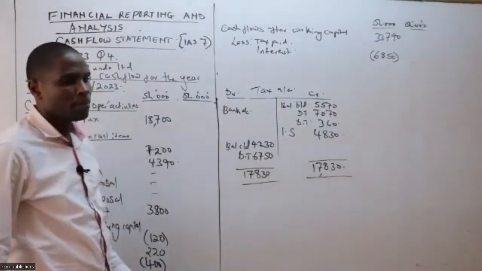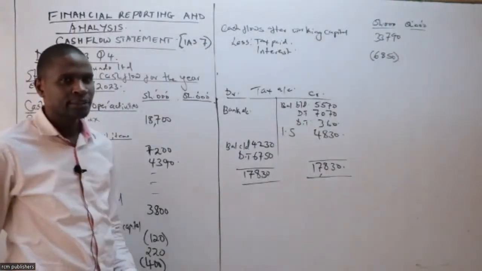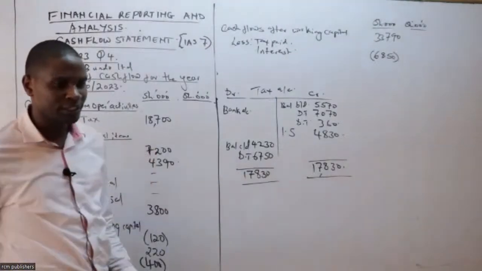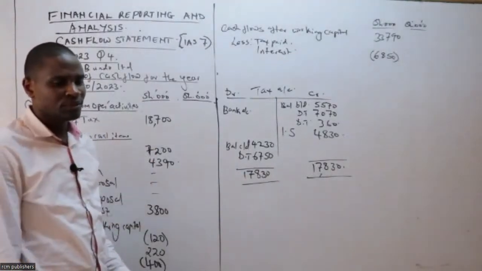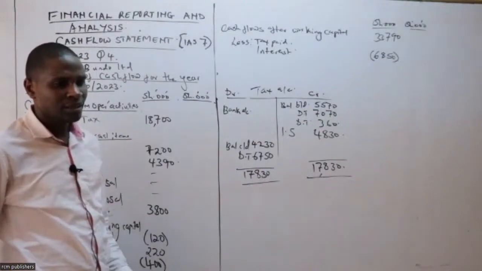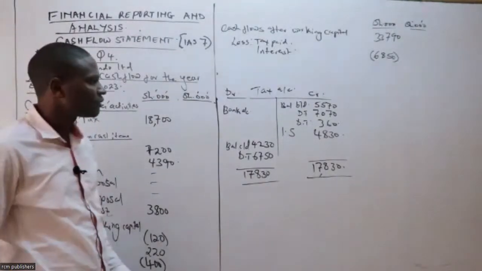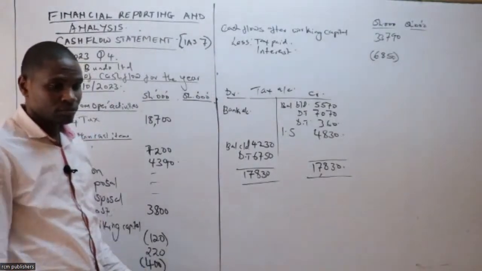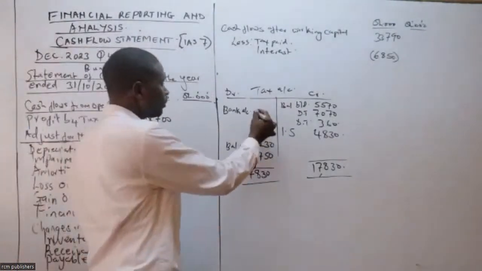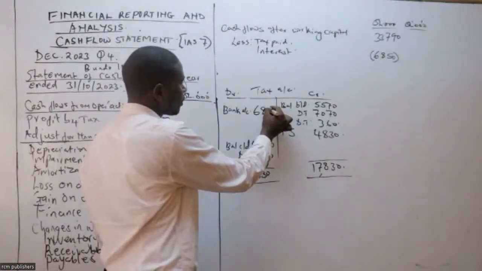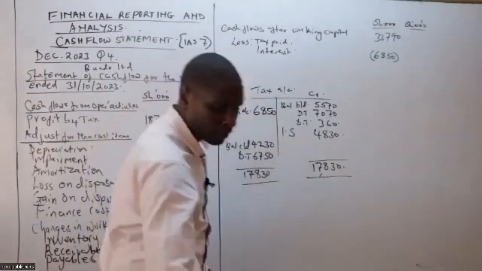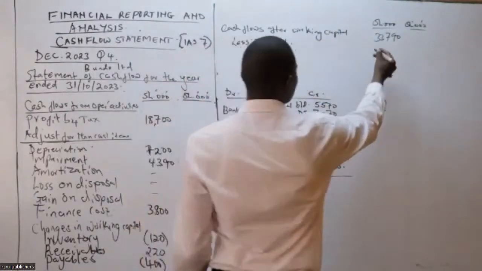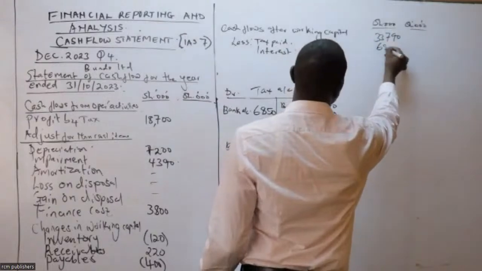The tax paid, bank. We usually call it bank. The tax, we assume it was paid through bank, through bank cheque. 6850, that is the difference. So that was the tax. All right, thank you. So that was the tax paid, 6850.